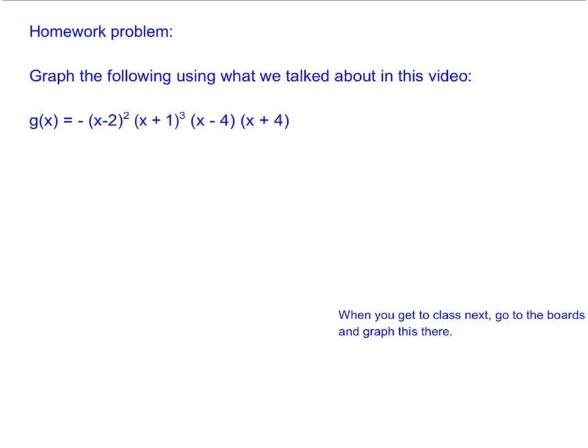So here is a homework problem. I want you to graph the following using what we talked about in this video, in behavior and the multiplicity of zeros. I want you to have this in your notebook. I want you to highlight it. I want you to make sure that you show it to me when I go to check notebooks so that you get credit for it. And then when you go to class next, the day after this video was assigned, go at the first of class, go to the board and put this graph, your graph, on the boards. We'll probably be doing other problems as well.